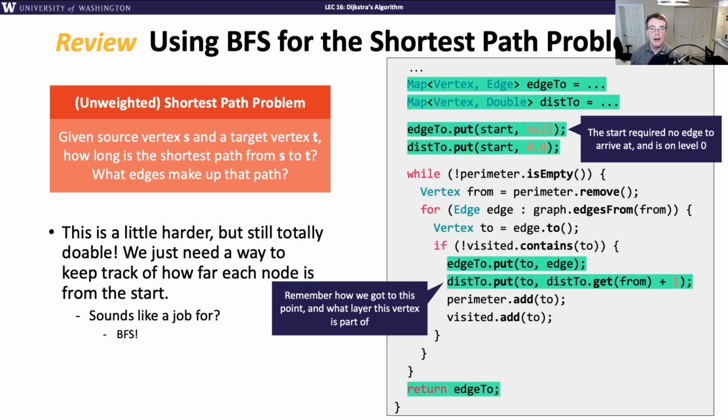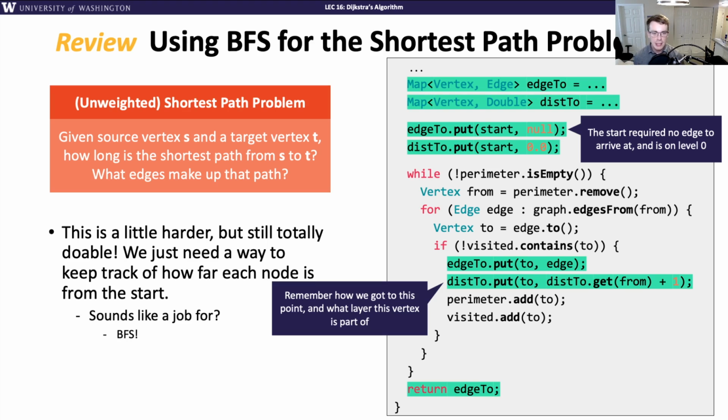In terms of BFS in particular, to highlight that point, one of the things we talked about last time was using BFS for shortest path. Last time we talked about the unweighted shortest path problem, where we had a graph with edges that didn't have any labels. And we used BFS to find the shortest path, in terms of the fewest number of edges, to get from point A to point B.